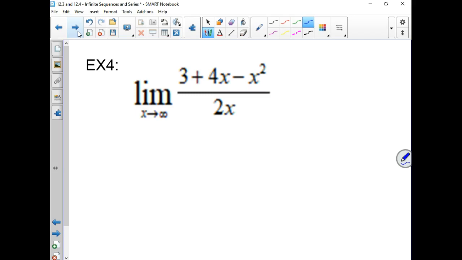Now, make sure when you're doing these problems, you're dividing by the highest exponent from the denominator. So what do we divide by here? x. Not the x squared, because it's whatever comes from the denominator. If you divide by the x squared, it's going to give you a more complicated answer. So divide by the highest exponent from the denominator. So we're going to divide everything by x, which means we'll have the limit as x approaches infinity of 3 over x plus 4 minus x over 2.